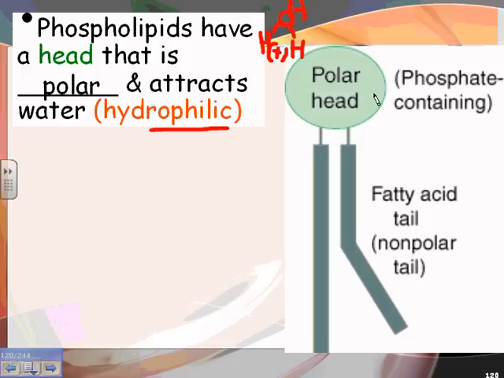This polar head has some charges in it, and so the negative part of water is attracted to the positive charges in here, and the positive charges, or the positive part of water, is attracted to the negative part of the head.